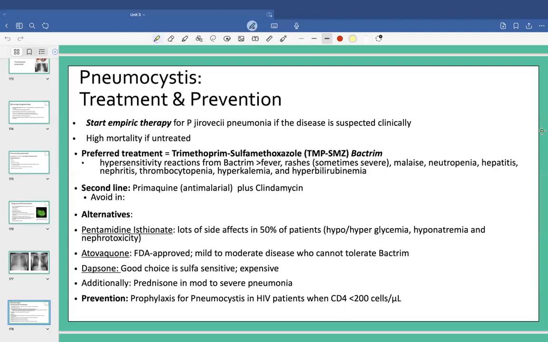There are some alternatives for patients who cannot tolerate Bactrim. HIV and AIDS patients have a lot of hypersensitivity reactions to Bactrim, including fever, rashes, malaise, neutropenia, hepatitis, hyperkalemia, hyperbilirubinemia. You have to be careful with those. That occurs in about 50% of AIDS patients.